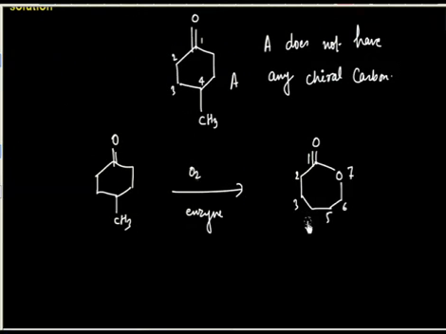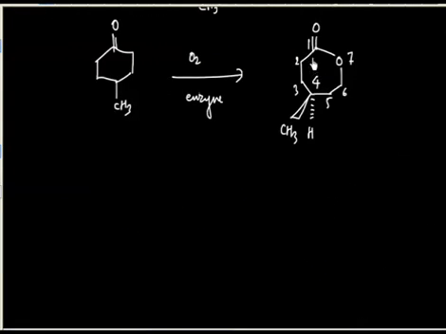So let us redraw this one. This is carbon number 4. This contains a CH3 group, and this is coming outside, and you have hydrogen. So this is a stereospecific reaction, because you are getting only one stereoisomer.